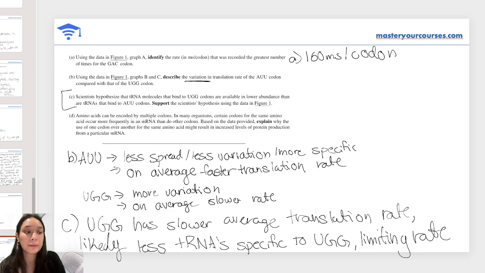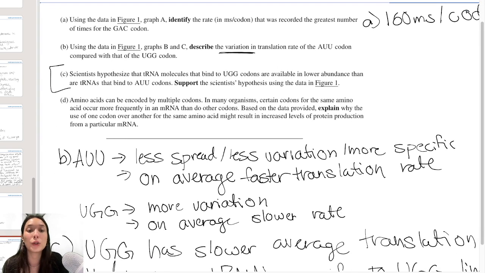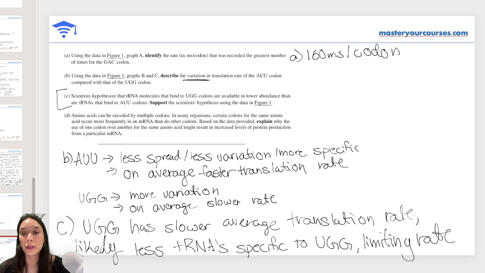translation rate. Now the last one, D, says amino acids can be encoded by multiple codons. In many organisms, certain codons for the same amino acid occur more frequently in mRNA than do other codons. Based on the data provided, explain why the use of one codon over another for the same amino acid might result in increased level of protein production for a particular mRNA. Okay, so this really just goes along with C. We'll put D here.